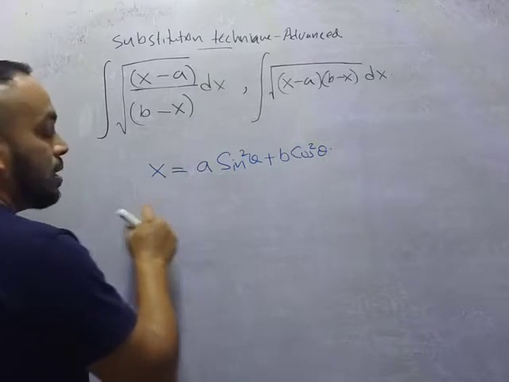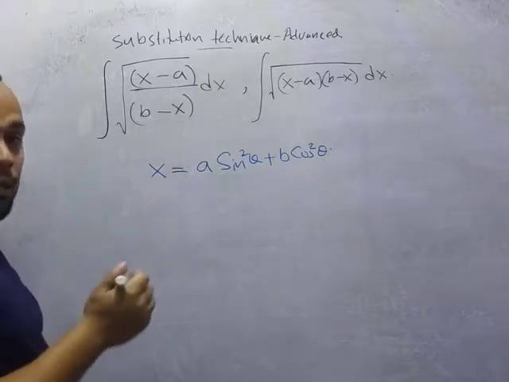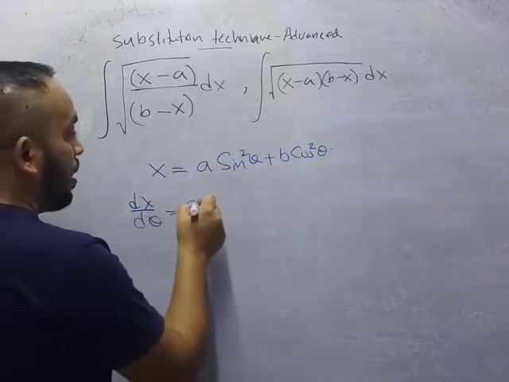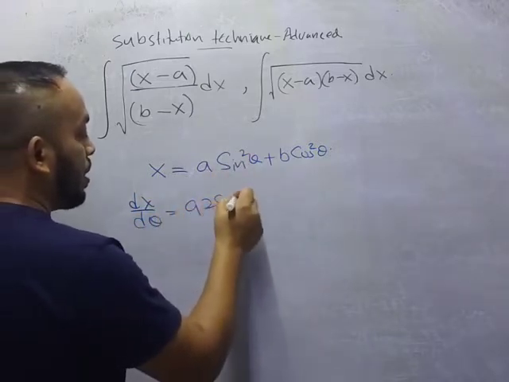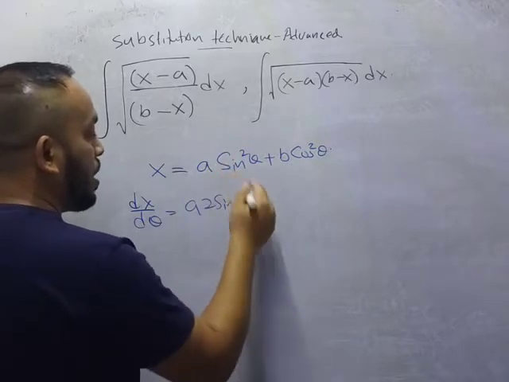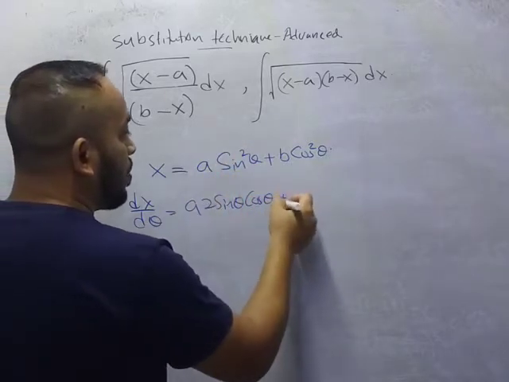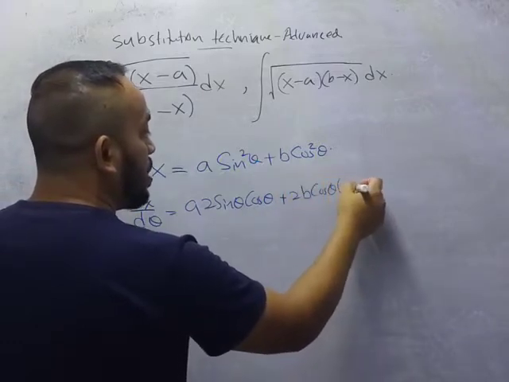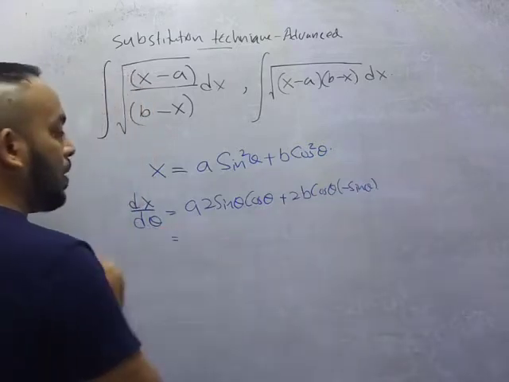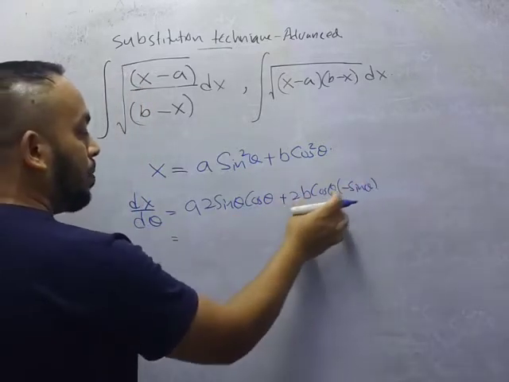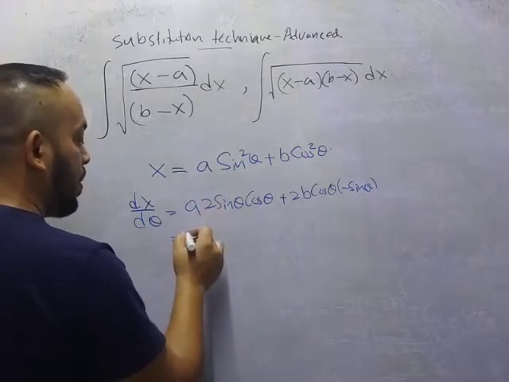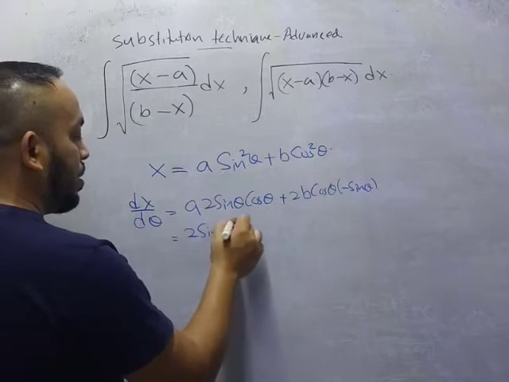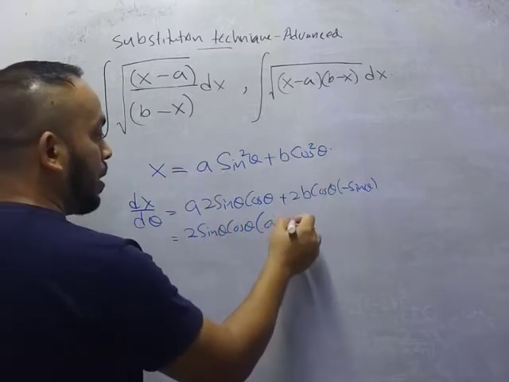Then we have to differentiate this with respect to theta. Right? So dx by d theta would be 2a sine theta, then derivative of sine theta is cos theta, plus 2b cos theta, derivative of cos theta is minus sine theta. Okay, so from here we can bring 2 sine theta cos theta in front, factor them out. So 2 sine theta cos theta, then a minus b.